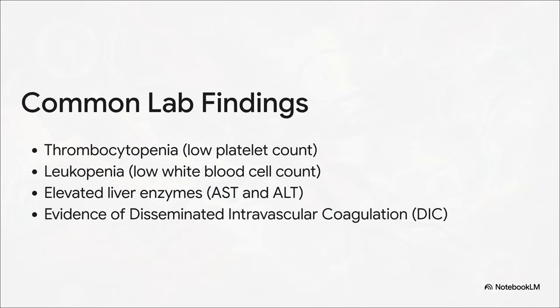So besides just finding the virus, the other lab results paint a pretty clear picture of the systemic damage. You'll typically see thrombocytopenia, a low platelet count, and leukopenia, a low white blood cell count, very early on. This is followed by a dramatic spike in liver enzymes, AST and ALT, which points to severe hepatitis. Evidence of DIC is also very common.